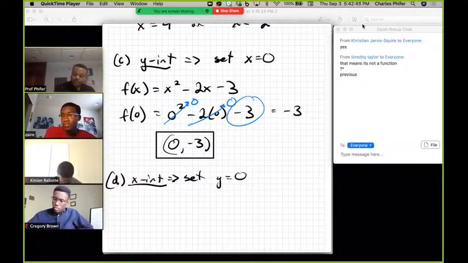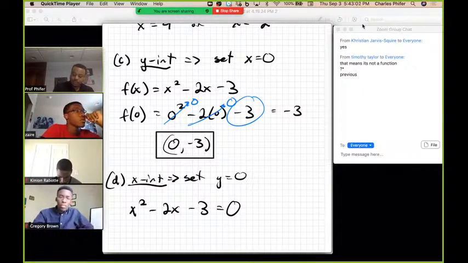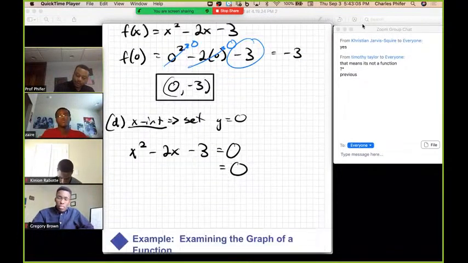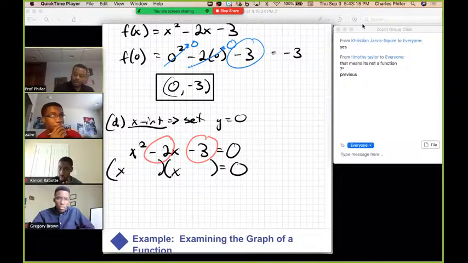So if we set y equal to 0, we're going to have x squared minus 2x minus 3 equal to 0. So we want to use a similar technique. We're going to factor. We got our x and our x. We're looking for two numbers that multiply to give us -3 and add to give us -2. This tells us that the larger number is negative. So it's going to be a -3 and a +1, right?